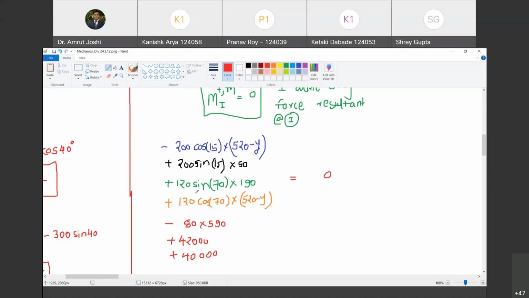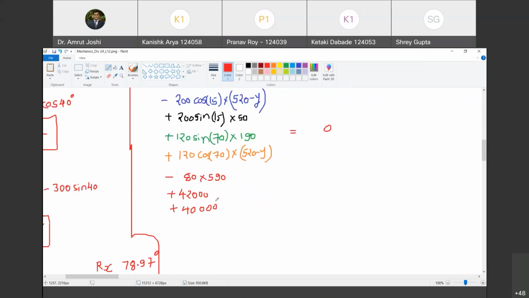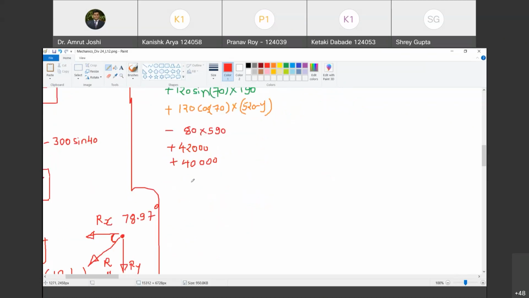So I write that equation as it is, minus 80 into 590 plus 42,000 plus 40,000 equal to 0. So the equation is written. Now shift solve. So that value turns out to be 39.55 mm. So later on you can cross verify whether the value is correct, but that y turns out to be 39.55 mm. Are you with me? Yes, sir.